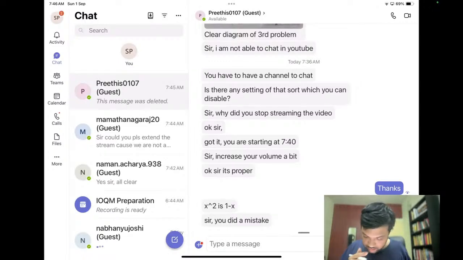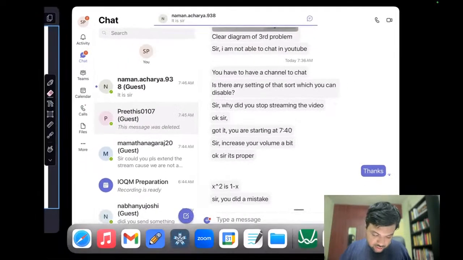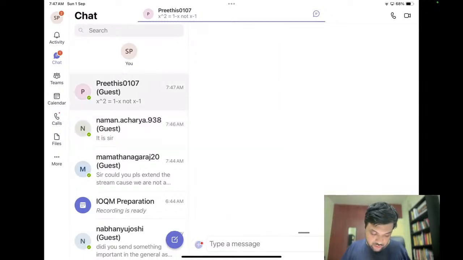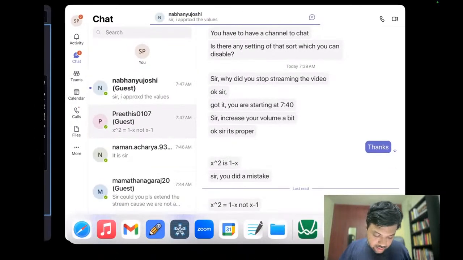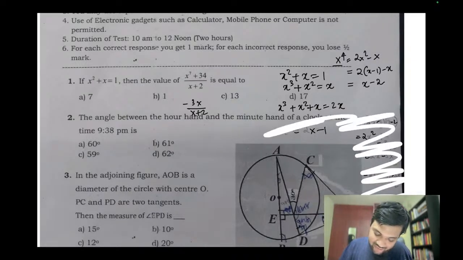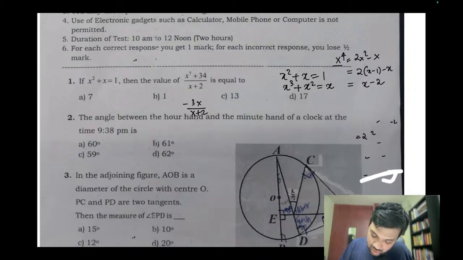So I think Pradyum notes that I made a mistake. X square is visible. Okay, thanks. X square is 1 minus x. Oh, okay. All right. So, x square is 1 minus x. That's a mistake I'm making. Okay. All right. So let's just note it.